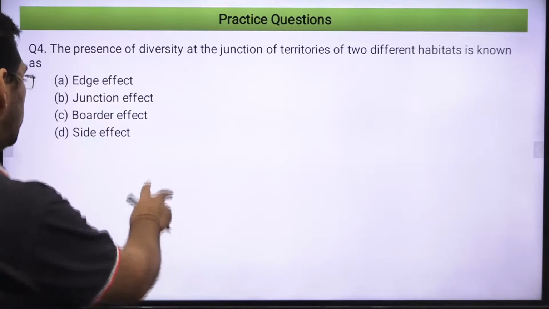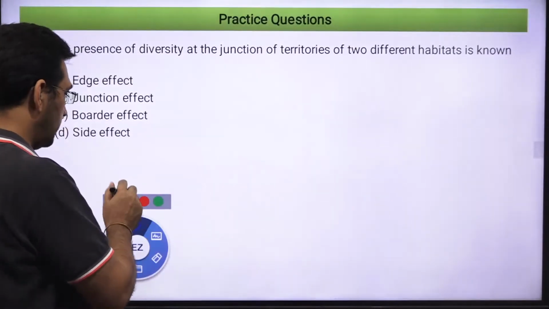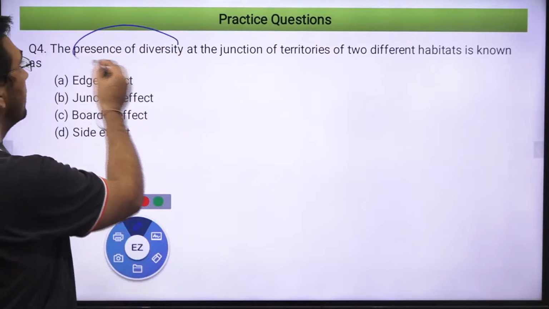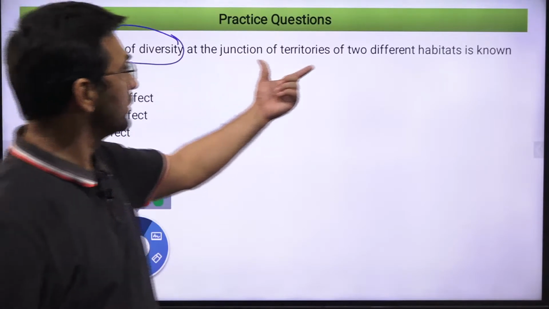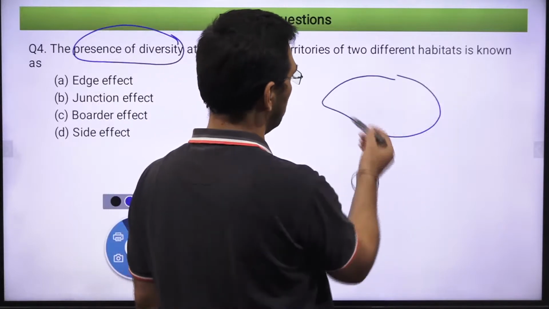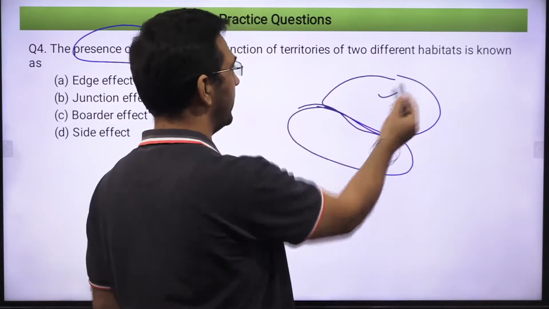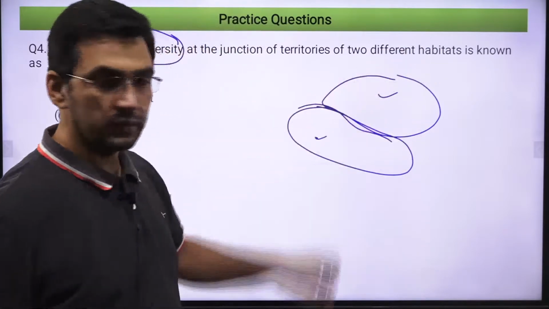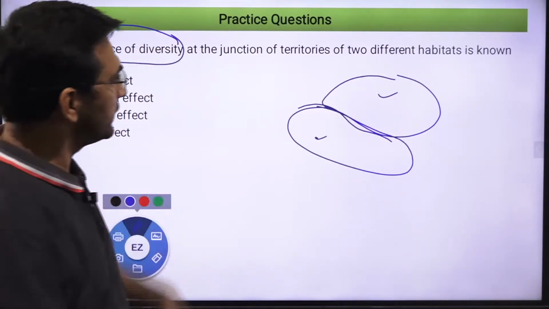Okay, let's now see what it says. It says presence of diversity. When we say diversity, obviously it is the biodiversity that we are talking about. At the junction of territories of two different habitats. Let's say these are the two different habitats. One habitat over here, another habitat, this one, where you have the living things. And obviously you could have different ones over here. So the junction is this one.